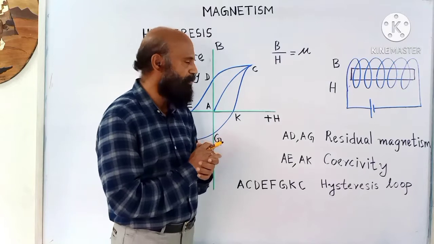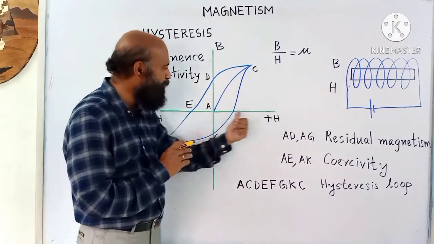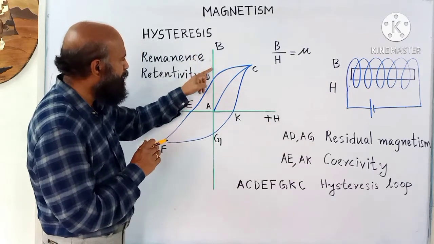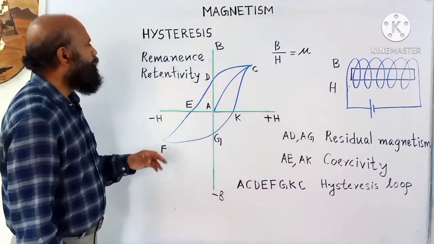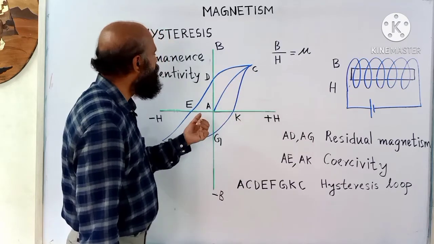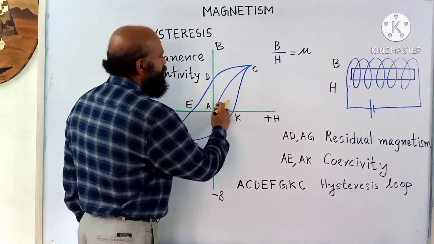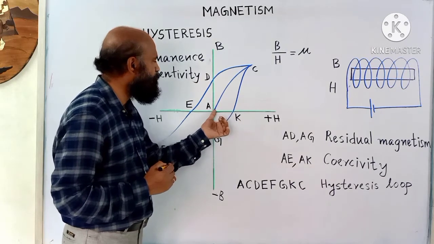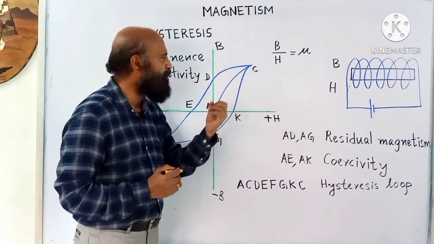In the case of ferromagnetic materials, B by H is not a constant. We can draw a graph by taking the magnetizing field along the x-axis, here plus H, minus H. Then magnetic induction is marked along the y-axis, plus B, minus B. Here you can see it is not a straight line. As H increases, B is also increasing, but it's not a linear relation. This is the graph. From A, you go on increasing the magnetizing field. H is increasing, B is also increasing. Finally, it is becoming constant. It is attaining a saturation value.